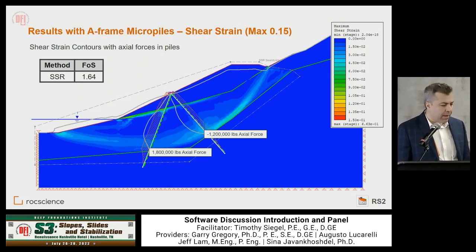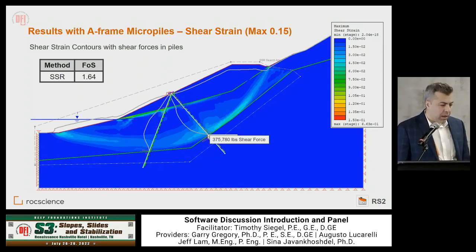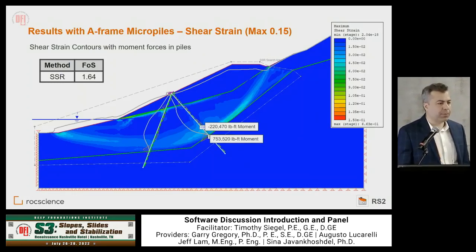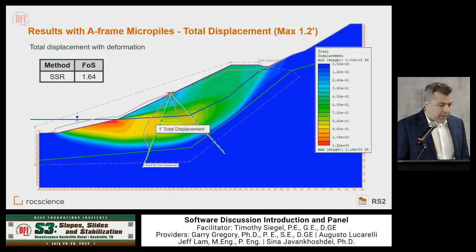With that assumption, we got this failure surface that is going into the Clovian material, with a factor of safety of 1.64. Again, we assume that the piles are not failing, but you can get the axial forces, like here, the shear forces in piles, and also the moments. So you can get all this information and compare it with the allowable values. And this is the total displacement for the whole model, where the maximum is 1 foot, and for the piles as well.